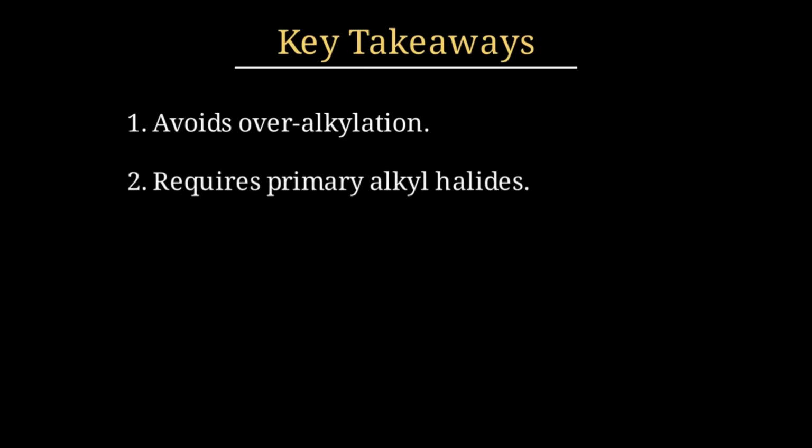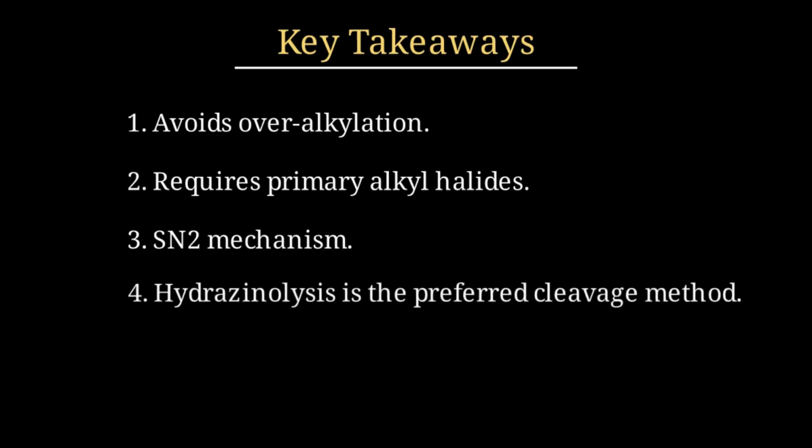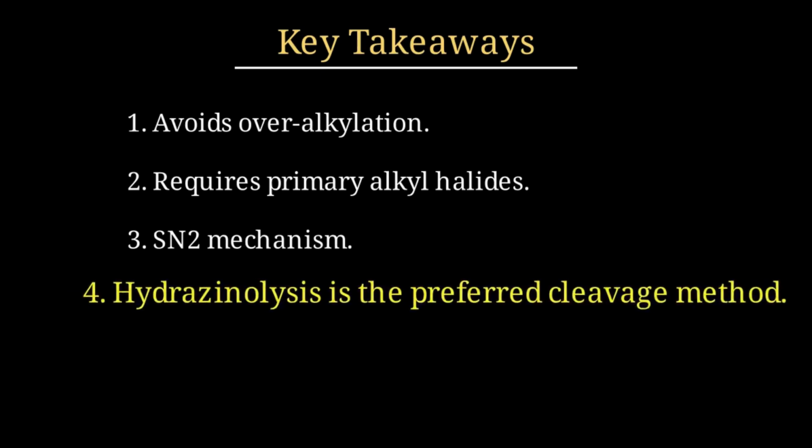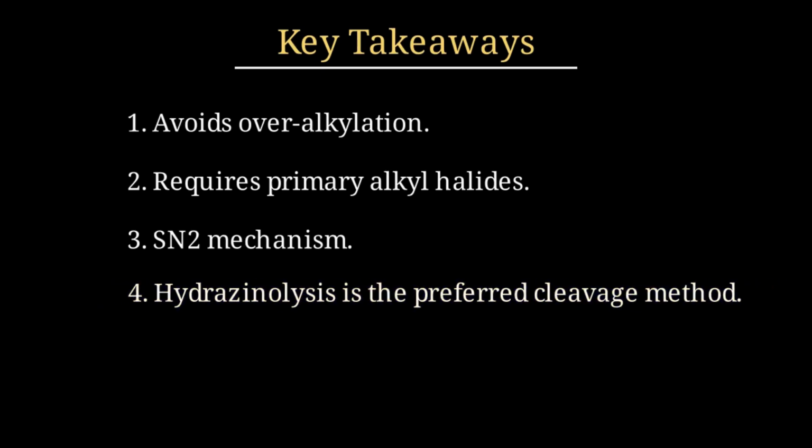The Gabriel synthesis is a powerful tool for organic chemists. Its main advantage is the total avoidance of secondary and tertiary amine contamination, provided you respect the limitations of the SN2 pathway and use appropriate starting materials.